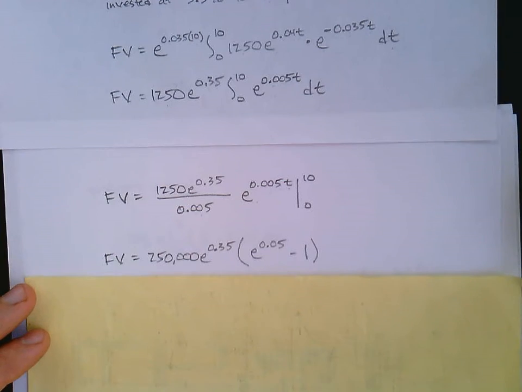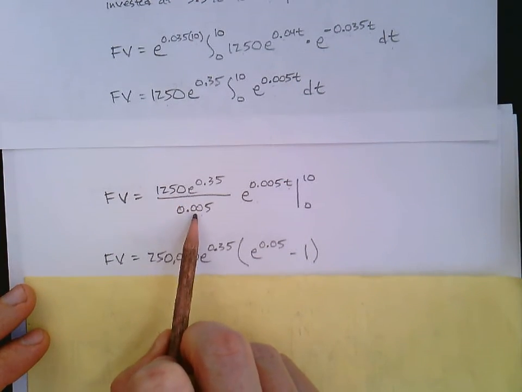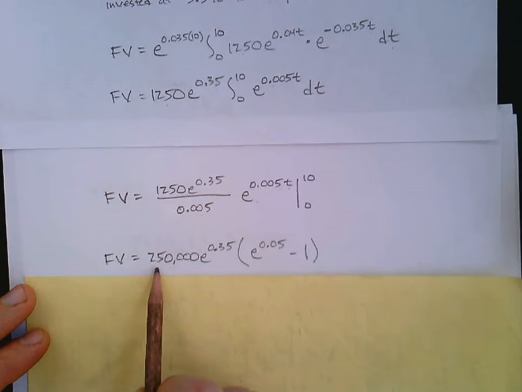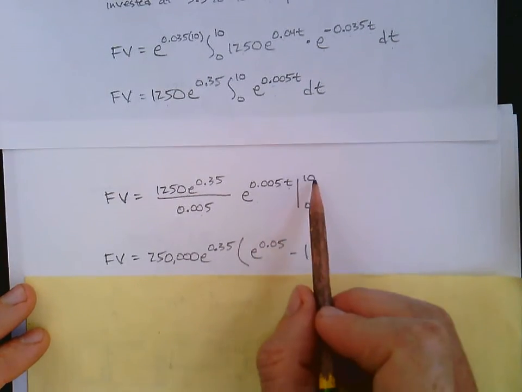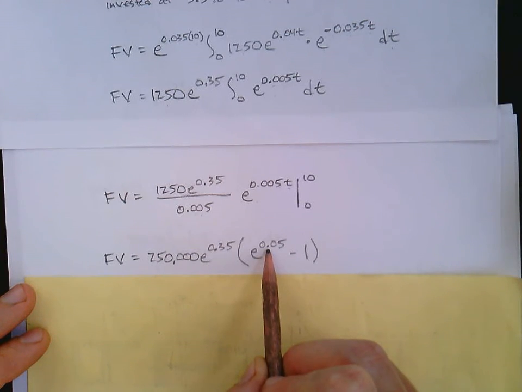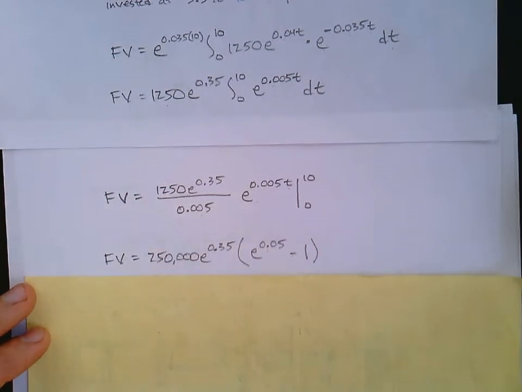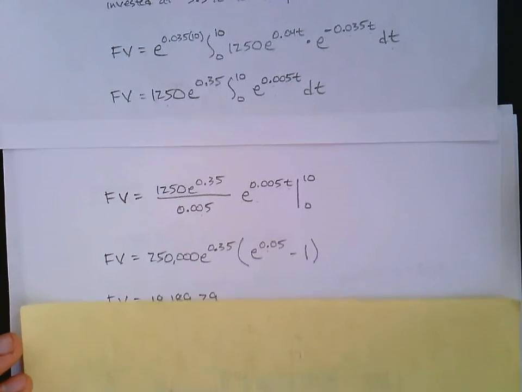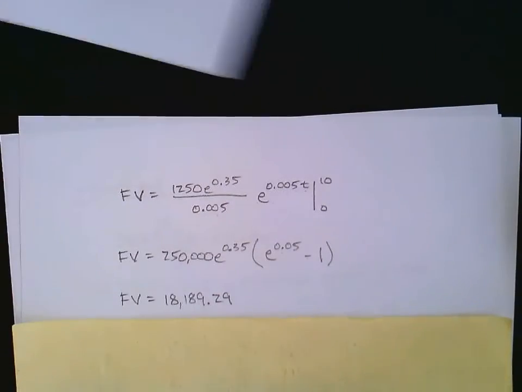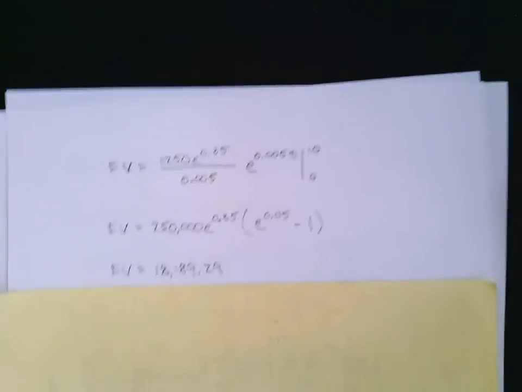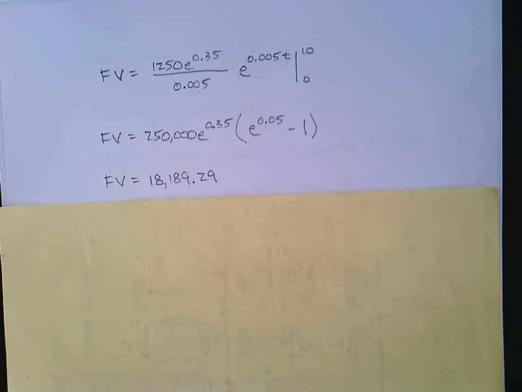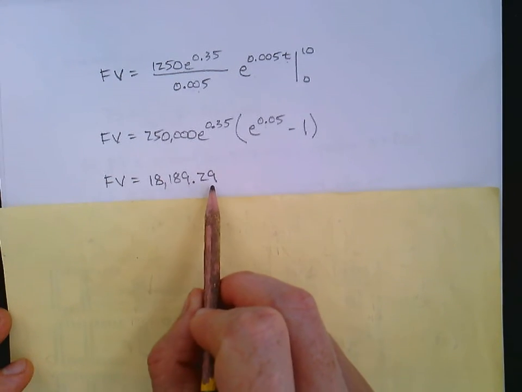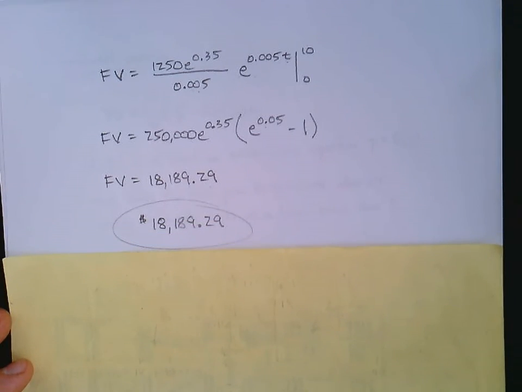And just a matter of crunching out these numbers. I went ahead and did this division here. 1250 divided by 0.005 turned out to be 250,000. So I have 250,000 e to the 0.35, and then I plugged in. So plugging in the 10, e to the 0.05, plugging in the 0, e to the 0 gives me a minus 1. And at that point, I'm just going to grab a calculator and knock this out. Get my final answer. The future value of this income stream getting immediately invested over 10 years turns out to be $18,189.29. Might as well write it as dollars and cents. That's how much it'll be worth in 10 years.